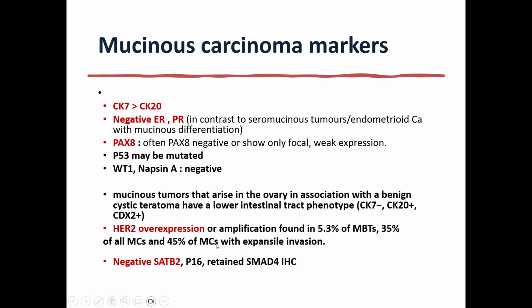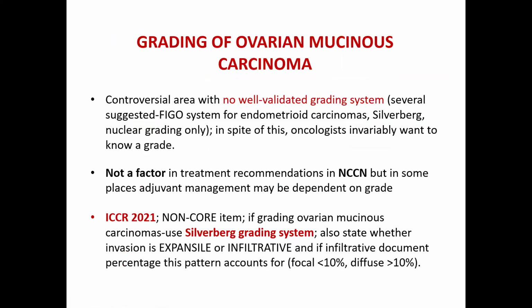The grading of ovarian mucinous carcinoma is controversial, so there is no well-validated grading system. It's not a core item in all data sets, but some recommendations for management may depend on the grade. So we may use a grading system called the Silverberg grading system. It's acceptable to be used for ovarian mucinous carcinoma, and it is always recommended to say whether the mucinous carcinoma is expansile or infiltrative, and if both components are present, the percentage of each component: whether the infiltrative component is focal, less than 10%, or diffuse, more than 10%, because this has prognostic significance.